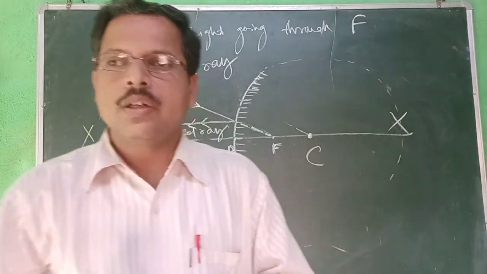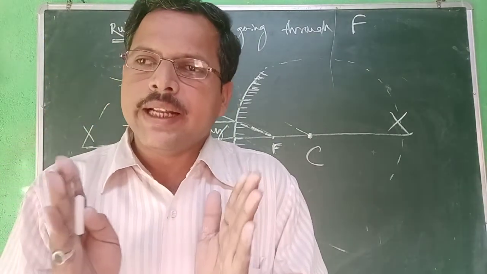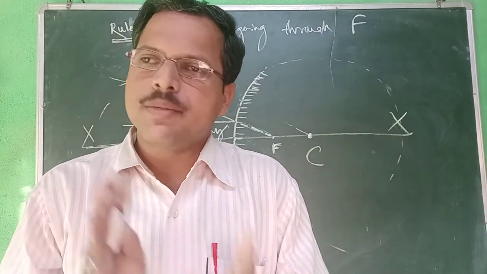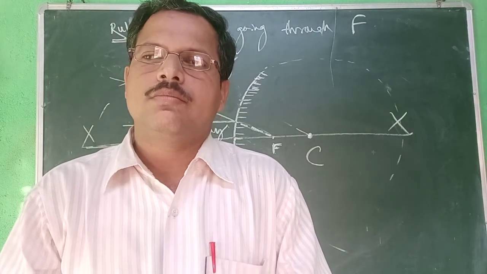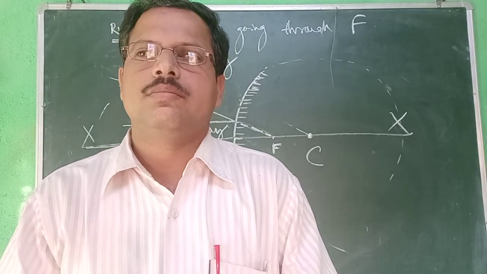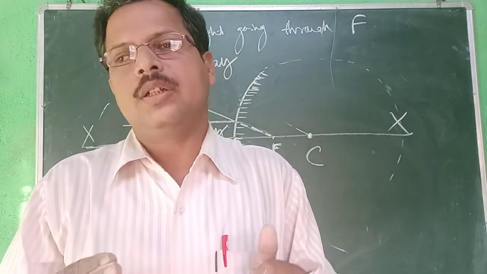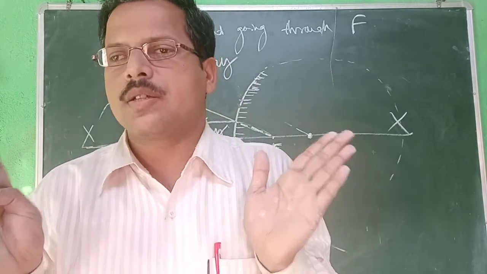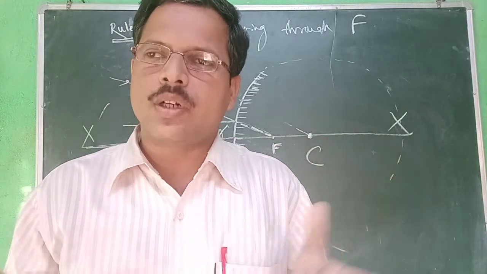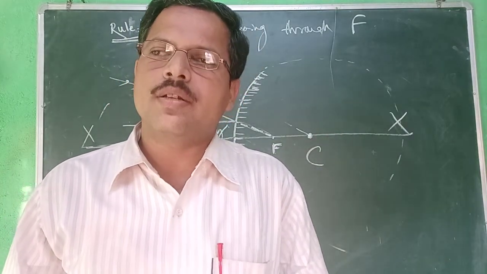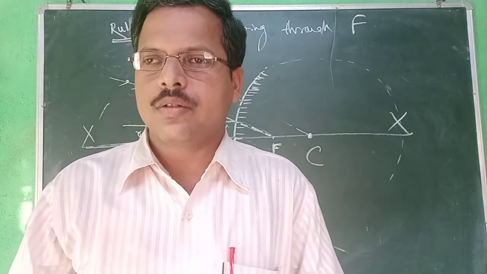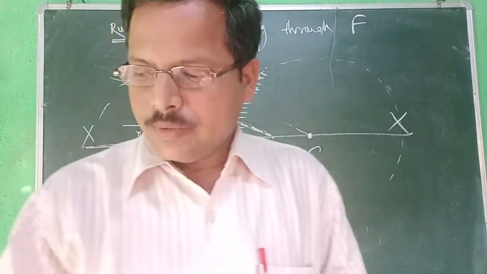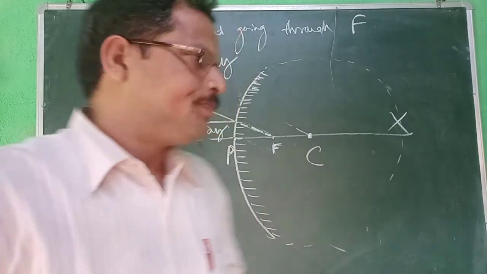So what is here? When a ray of light goes through the principal focus of any convex mirror, the reflected ray will go back parallel with the principal axis. What happens in the case of a concave mirror? The same happens also in the case of a convex mirror. Okay. Now another point.